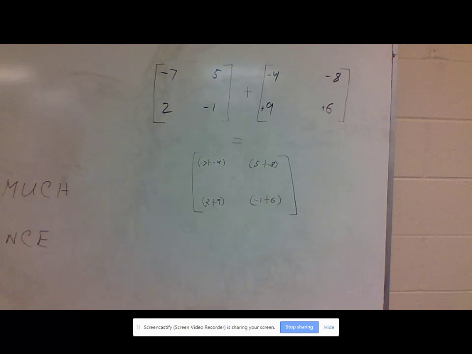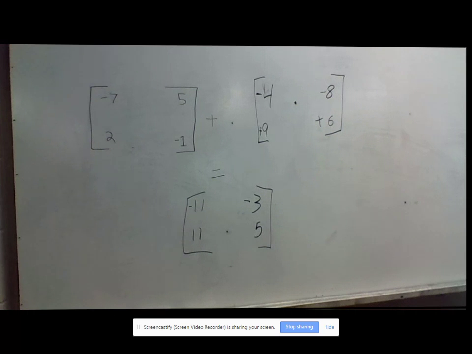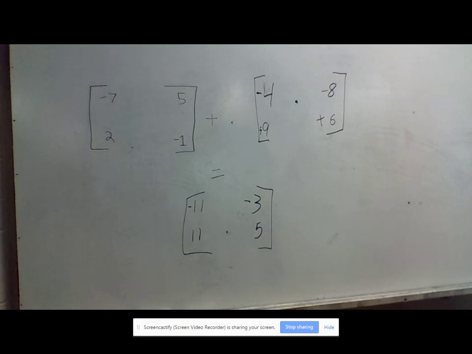We'll do the grouping again, so make sure it correlates, where -7 will go with the -4, the 5 will go with the -8, the 2 will go with the 9, and the -1 will go with the 6. And once you add those groups together, you will get your answer.